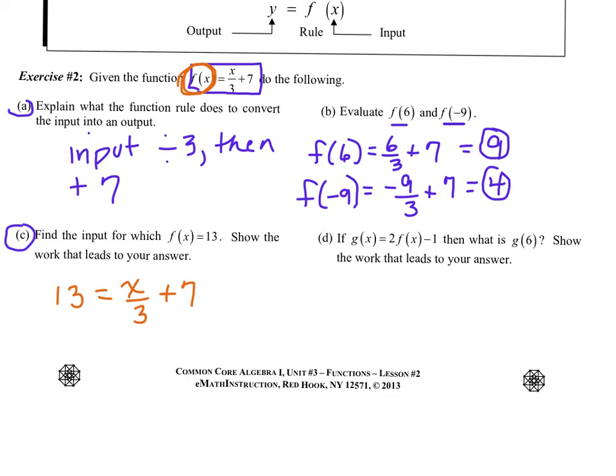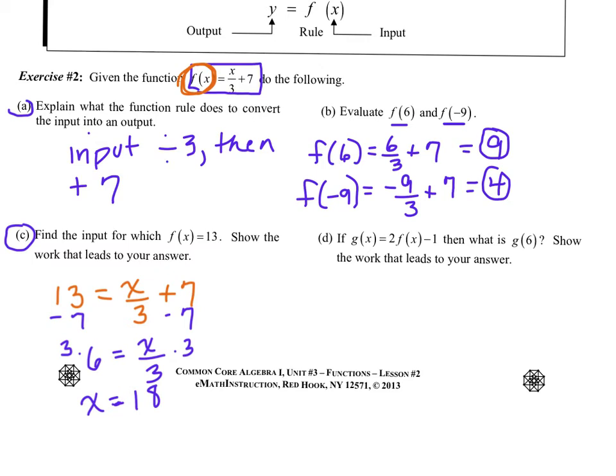Well, now I just have an equation to solve, right? I could subtract the 7. 6 is equal to some number divided by 3. I know that number is going to be 18. My algebra to solve that would be to multiply both sides by 3, and I would get x equals 18. So if I try that input of 18, 18 divided by 3 is 6, plus 7 gives me that 13.